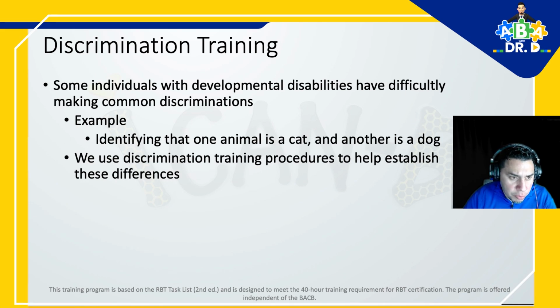Here are another couple more bullet points. It says some individuals with developmental disabilities have difficulty with common discrimination. So for example, identifying that one animal is a cat and another is a dog. And we use discrimination training procedures to help establish these differences. So once again, for individuals with ASD or other particular disabilities, there might be some difficulties to be able to identify these particular items, and that's why discrimination training allows us to have a very well-structured, very discrete way of being able to teach object identification, also being able to tag items or identify verbally or vocal verbally items that they may have around the environment.